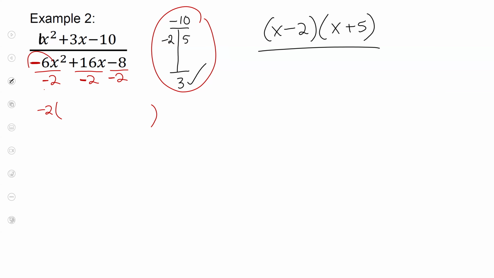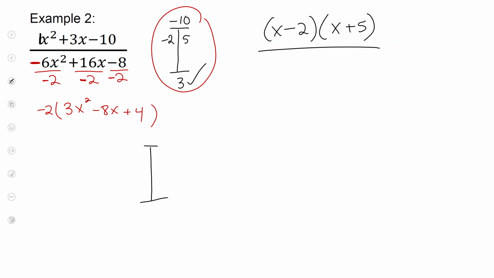-6 divided by -2 is +3. 2 negatives make a positive. 16 and -2, when you divide them, -8, good. -8 divided by -2, +4. Thank you, David. All right, so this is what the denominator looks like. Now I can do my eye chart.